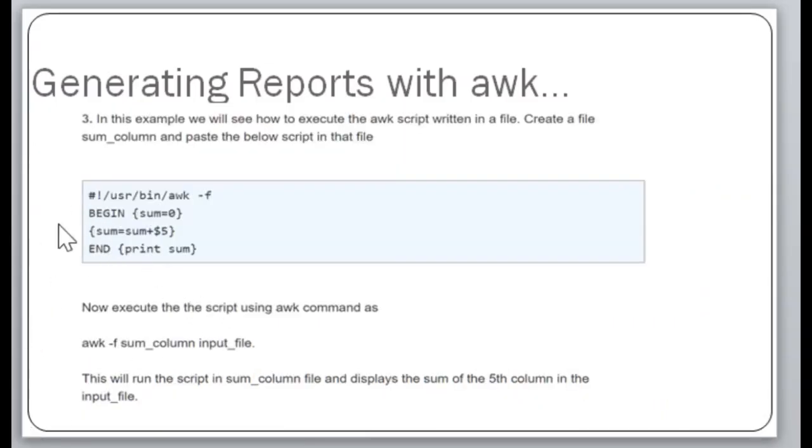So we could do BEGIN, then we say sum equals 0, and then we say sum equals sum plus the variable $5, and then we have END, which is print sum. And then we can execute it as follows. We could say awk -f, the sum column file, which is this, and then the input file. This will run the script in the sum column file, and it will display the sum of the 5th column in the input file.